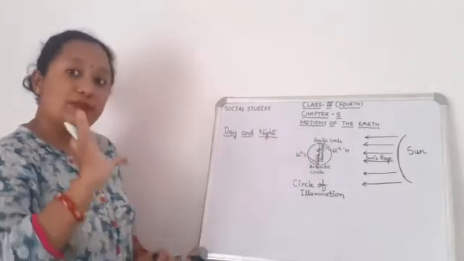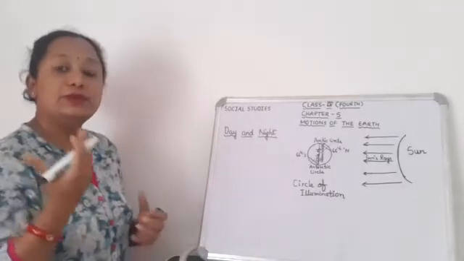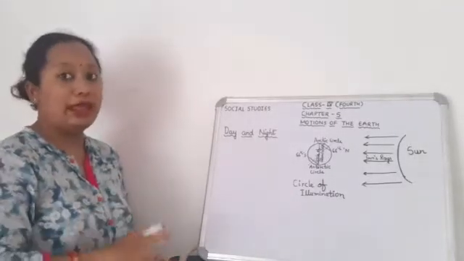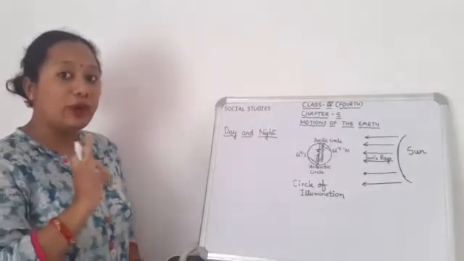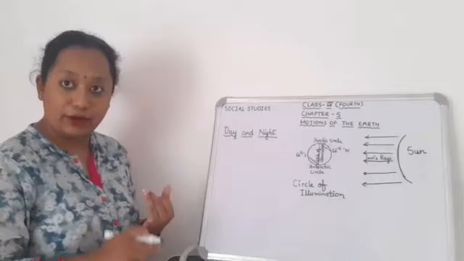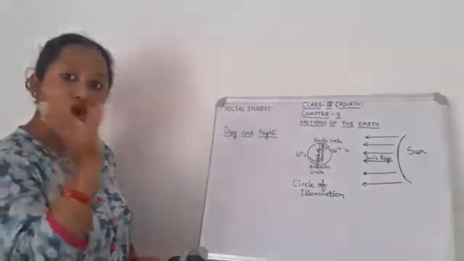So when the earth keeps on rotating, all the parts of the earth experience day and night in 24 hours. It means in one day we experience both day and night. This happens when the earth rotates.